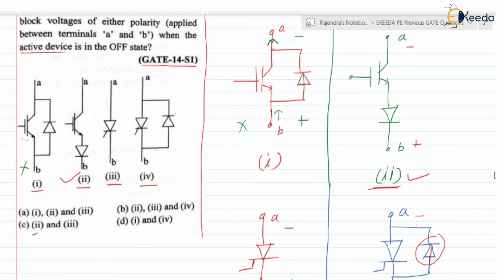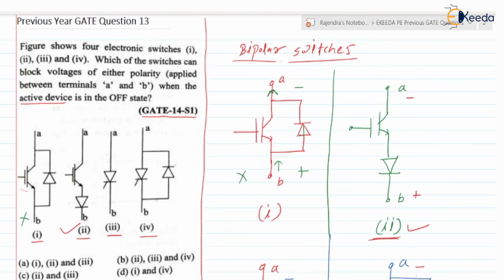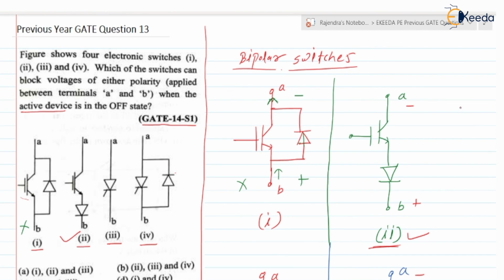Out of these four switches, switch number 2 and switch number 3 are the switches which block the forward as well as reverse voltage when the active switch is in the off state. Therefore the correct answer is option C, switch number 2 and 3 only. Is this clear? So this is about question number 13, which was asked in GATE 2014.